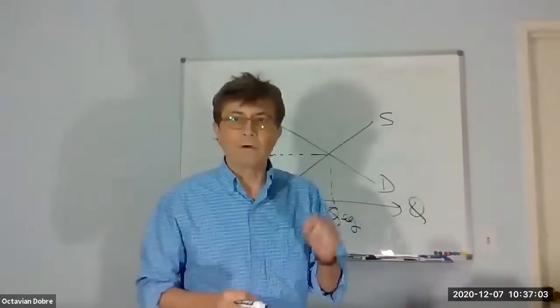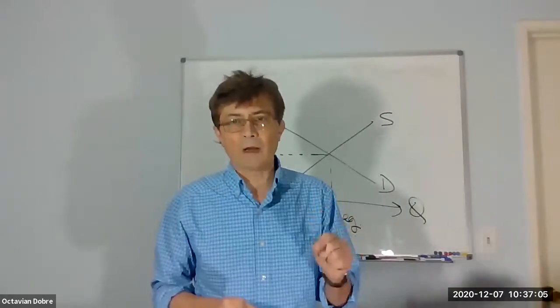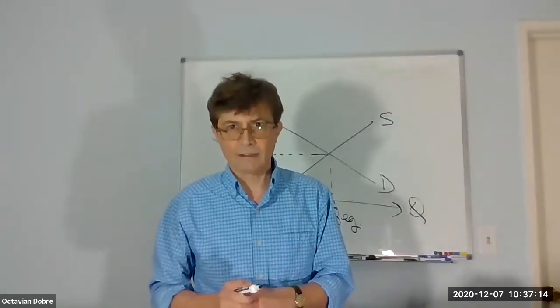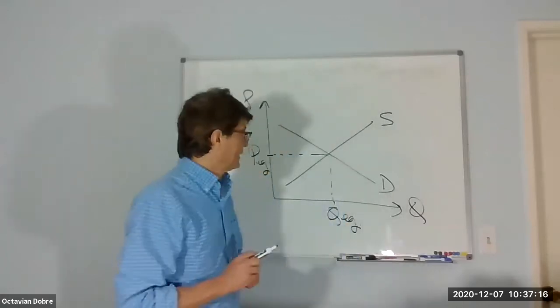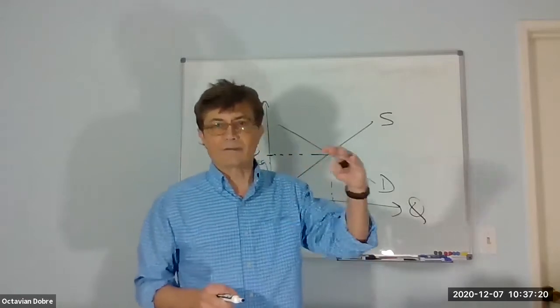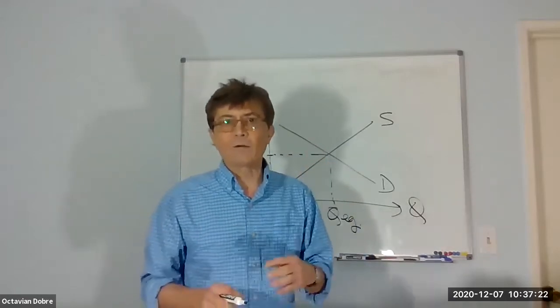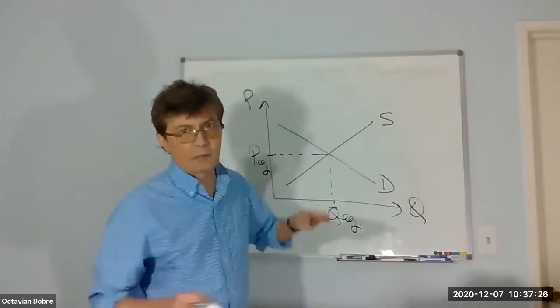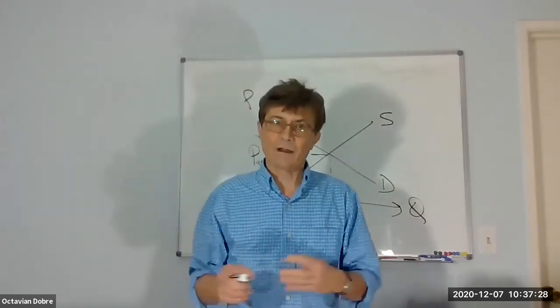Professor, could you repeat that? Your video froze. Okay. At equilibrium price, quantity supplied is equal to quantity demanded. So don't say supply equals demand, say quantity supplied equals quantity demanded. Now, if the price ends up above equilibrium price, then we're going to have a surplus. And if the price is below equilibrium price, then we're going to have a shortage.